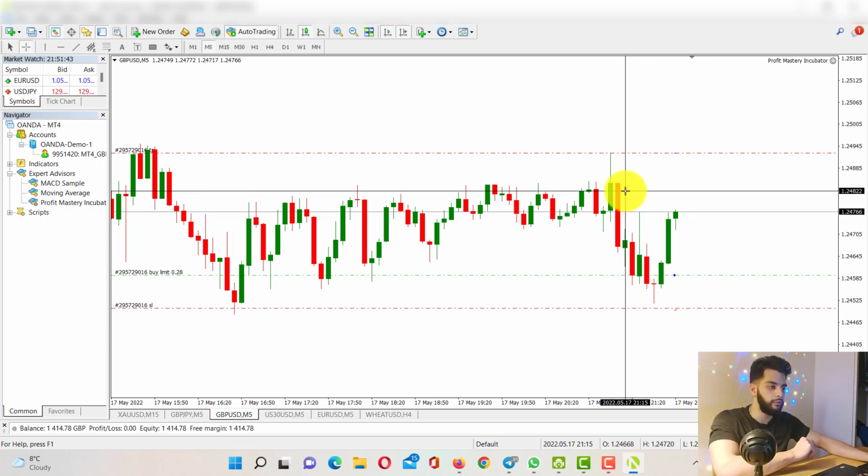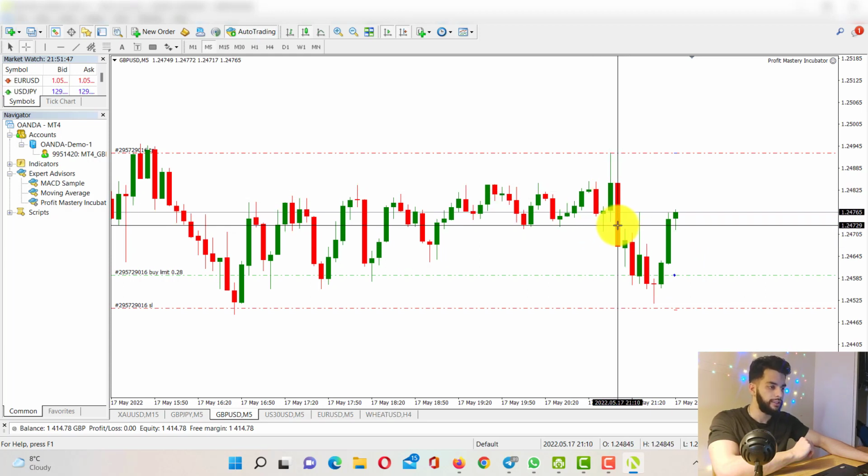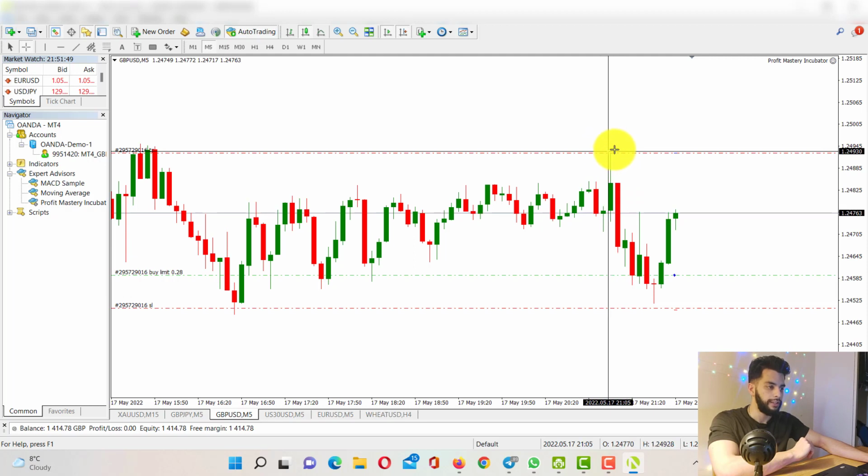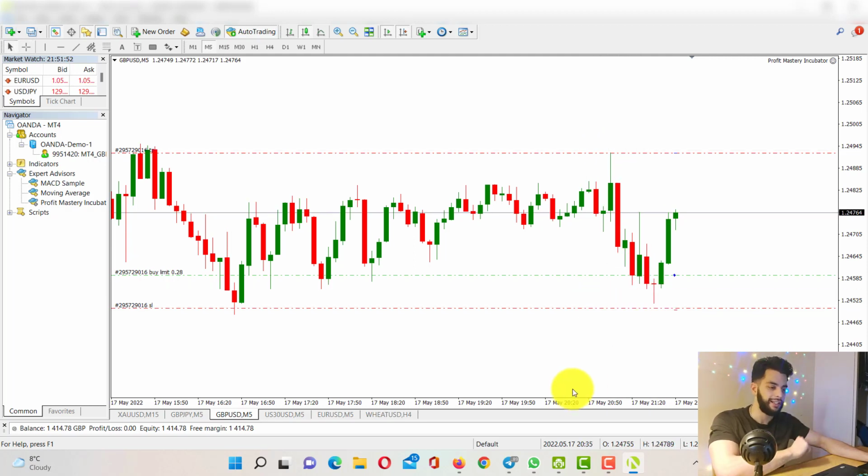So let's say that the price is right here, and you want to put your sell stop here. You put your sell stop here, you put your stop loss here and your TP here, and it tells you exactly how much you're risking.